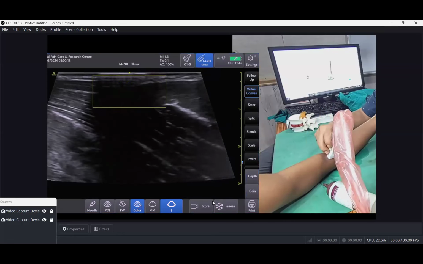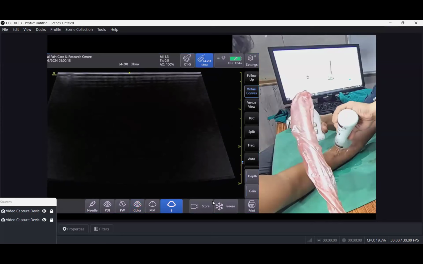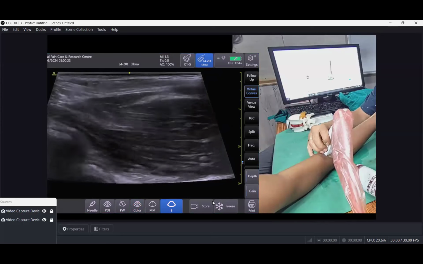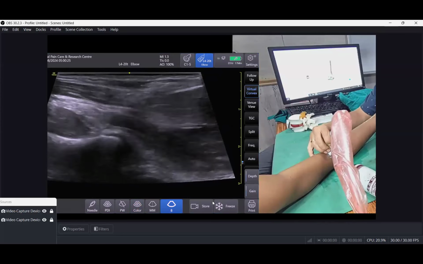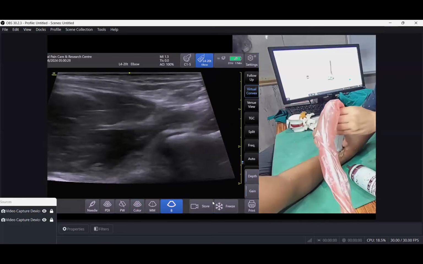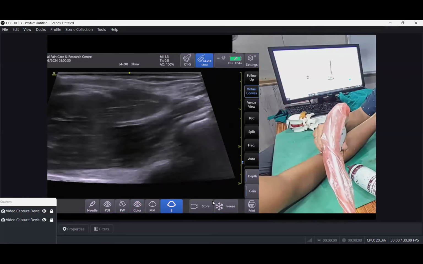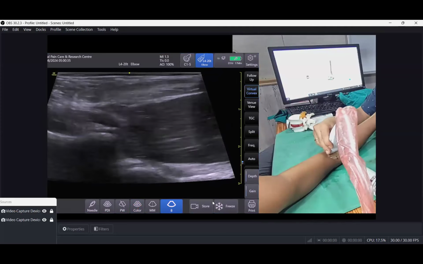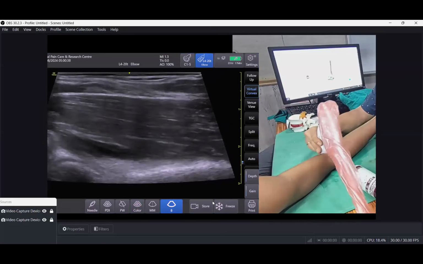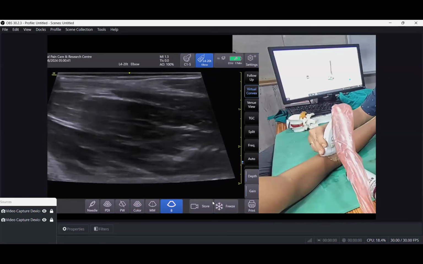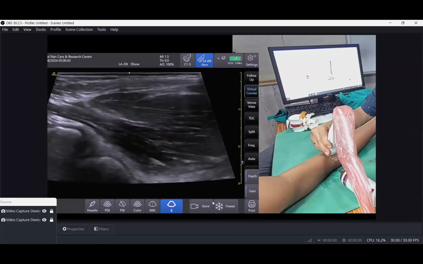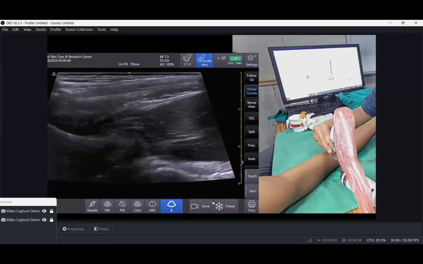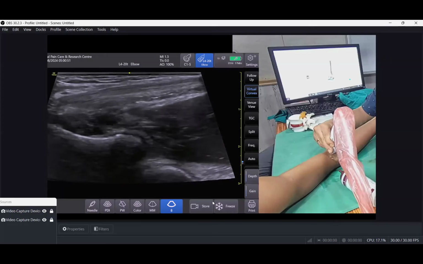I'll put some jelly here. Let's put some nice jelly. Here, the cranial part is the... okay, sorry for that. This is the distal end. You can see the lower muscle is the brachialis muscle, and the upper one is the tendon of the biceps. You are talking about this view, no? Yes, sir. Okay, so I'll freeze this.